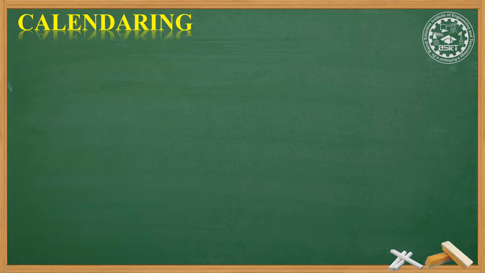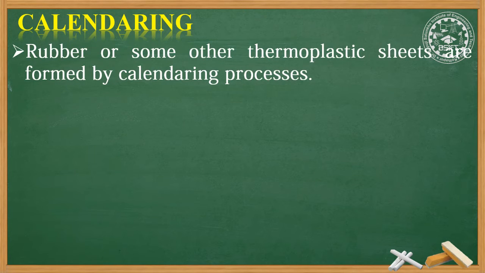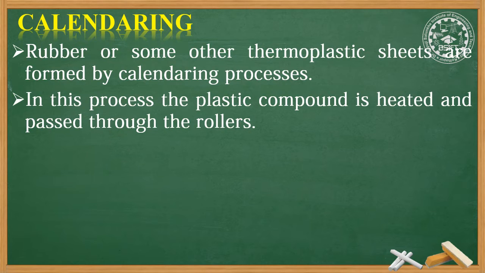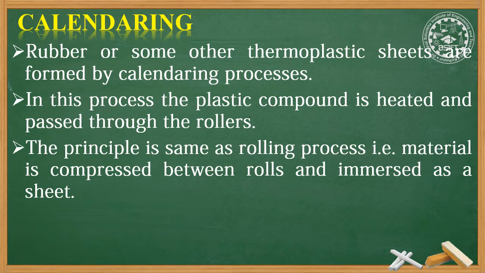Now let us discuss the two plastic forming processes. The first is calendering. Rubber or some other thermoplastic sheets are formed by calendering process. Thermoplastic मटेरियल्सच्या काही शीट्स आणि रबर हे आपण कॅलेंडरिंग प्रोसेसने तयार करतो. In this process the plastic compound is heated and passed through the rollers. जे मटेरियल आपल्याला फॉर्म करायचं आहे ते आपण गरम करतो आणि ते वेगवेगळ्या रोलर्समधनं पास करतो. The principle is same as rolling process.